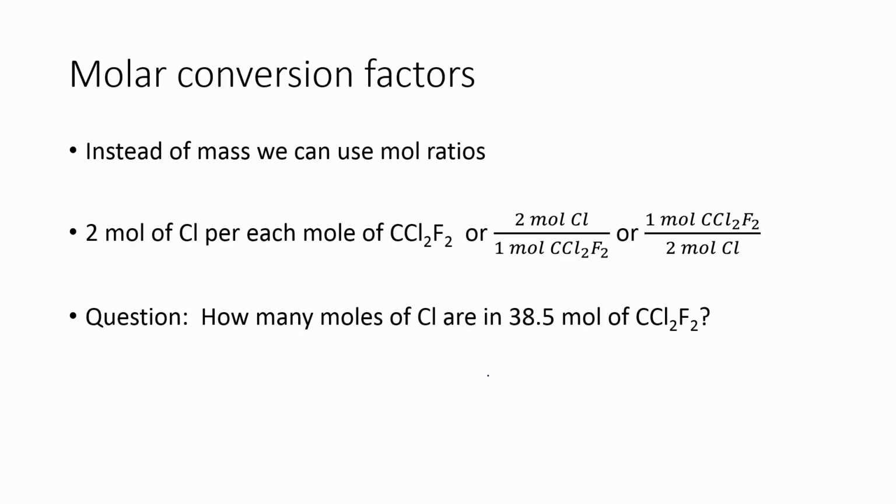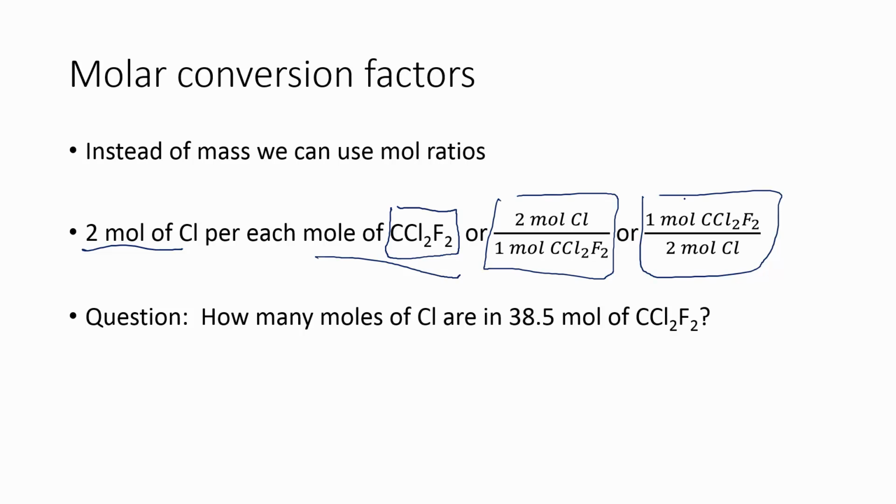Now, instead of mass, we can also go about this process using mole ratios, which is actually a little simpler if what we're really interested in is the number of molecules or atoms in the first place. So we can use the ratios of the subscripts in a molecule as ratios all on their own. For instance, there's 2 moles of chlorine for every 1 mole of this whole thing, which we can express as 2/1 or 1/2, depending on which way the conversion has to go.